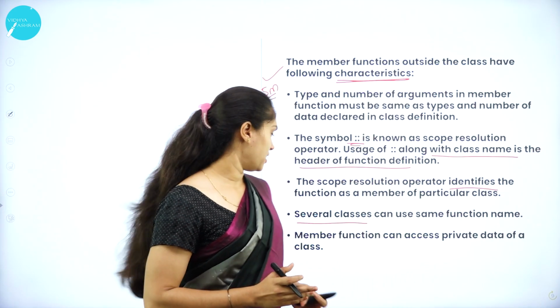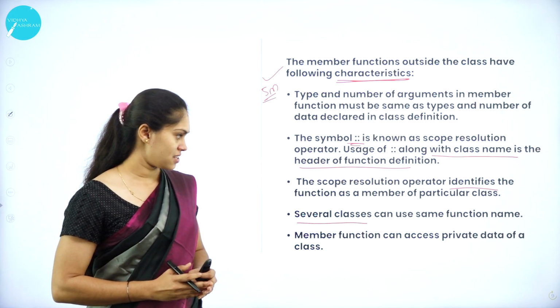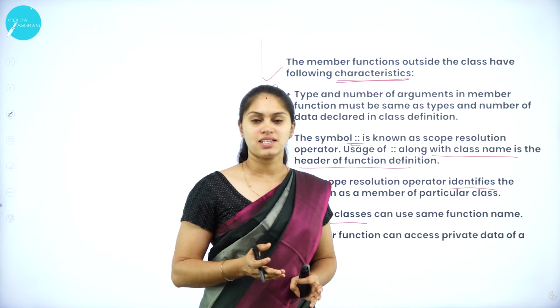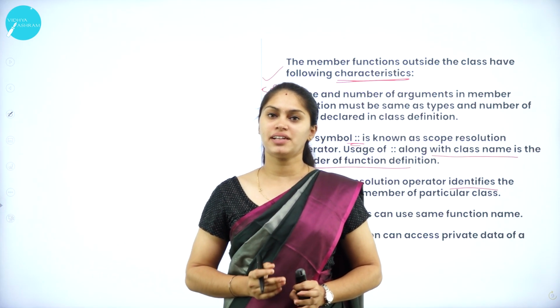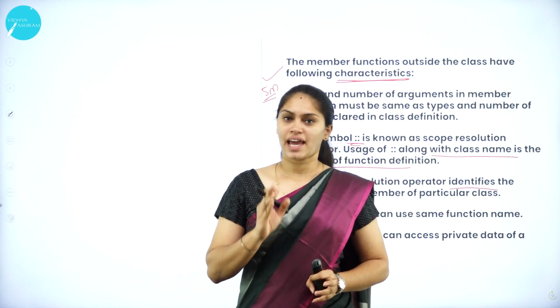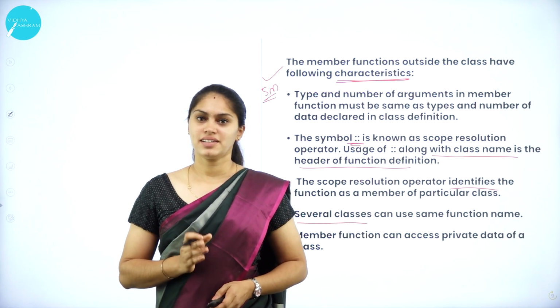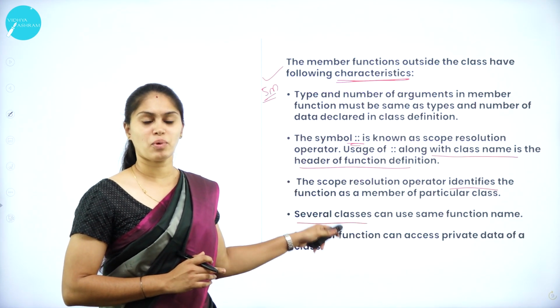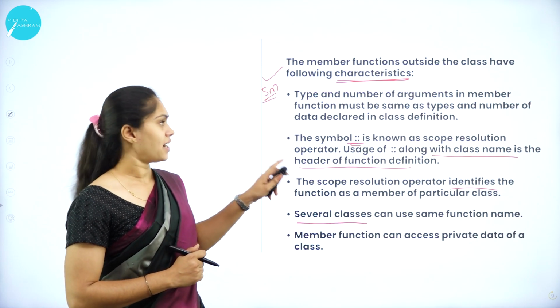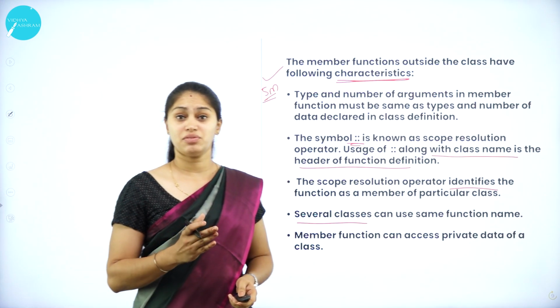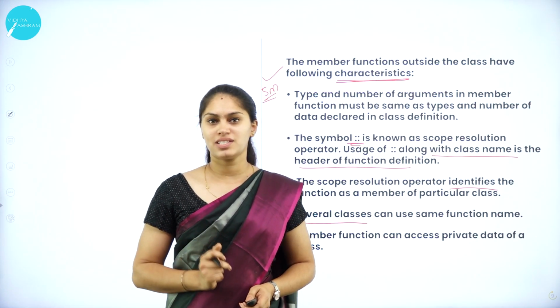The last point: this member function can also access the private data of a class. Private data, in the sense, private data members of a class can be accessed by the member function. So these are all the points that you need to remember while writing the characteristics of the definition of a member function outside the class.